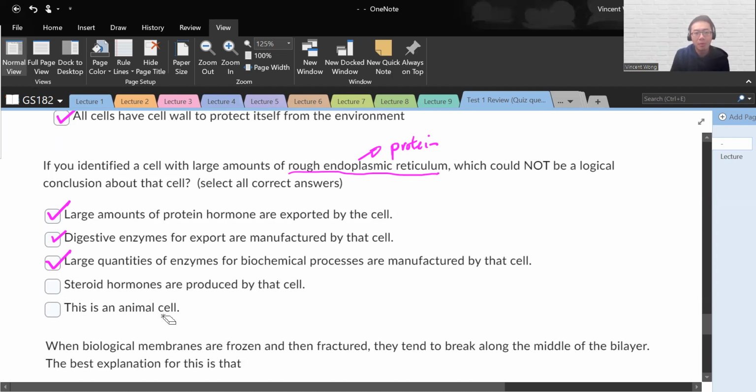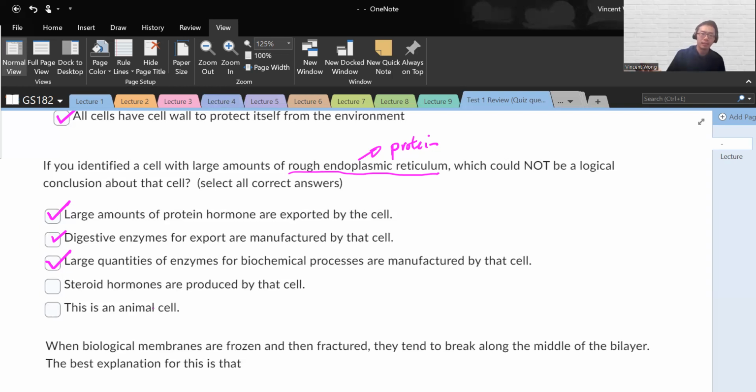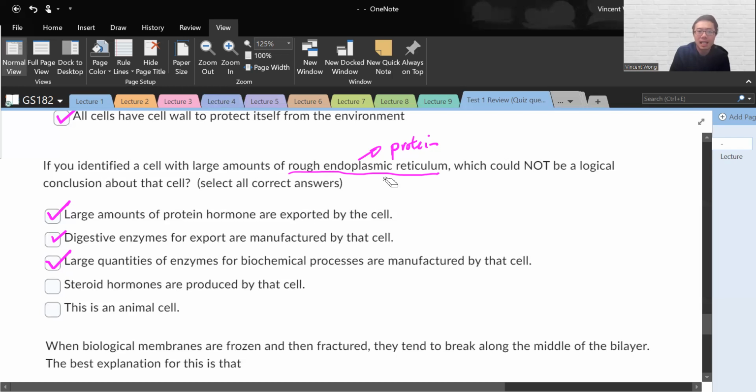This is an animal cell. Is rough ER only found in animal cells? Can we find rough ER in plant cells, for example? Yes, we can find rough ER in plant cells. So just because it has a lot of rough ER doesn't mean it's an animal cell. It could be a plant cell, a fungus cell, a protist cell, whatever cell. So the correct answers are just the first three.